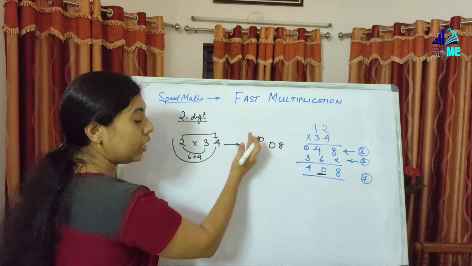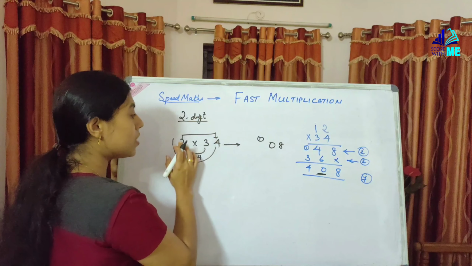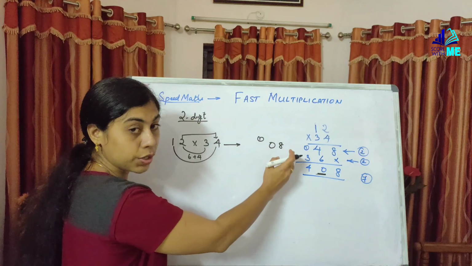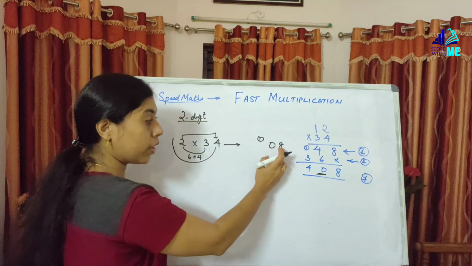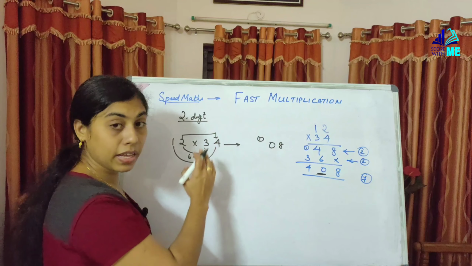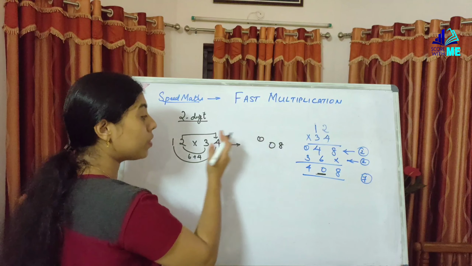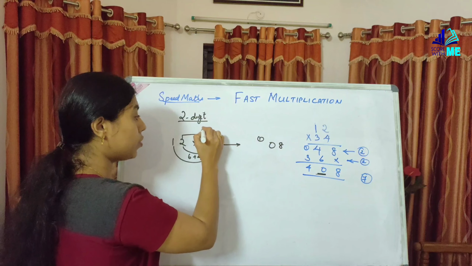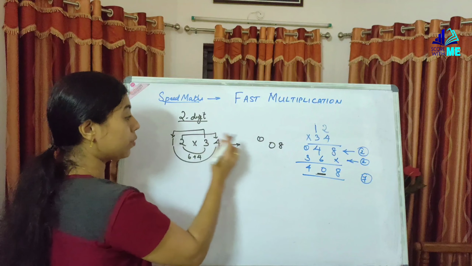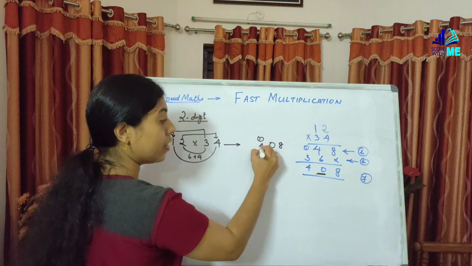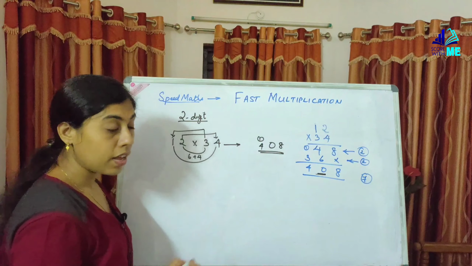And now we need the leftmost number. Just as we had done in the initial way, 2 into 4 we got 8, that was multiplying the rightmost digits. Now the same thing we'll do with the leftmost digits. We'll have 1 into 3 and that is 3. Already we had a carry, so we have 408.